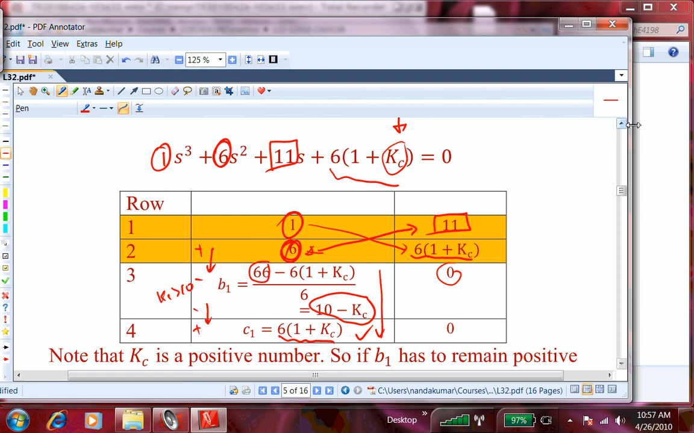C1 is found by taking B1 multiplied with the previous number. So it's going to be 10 minus Kc multiplied by 6 times 1 plus Kc minus the 0 times this. There is no other number divided by this number 10 minus Kc, so the 10 minus Kc will cancel out, leaving you with the result. Basically, stick to the formula and apply it, and don't make any algebraic errors. It'll be okay.